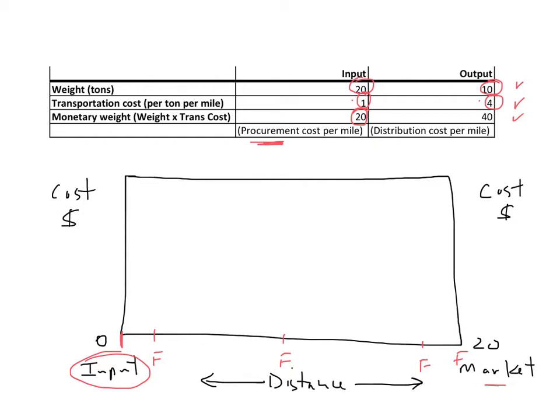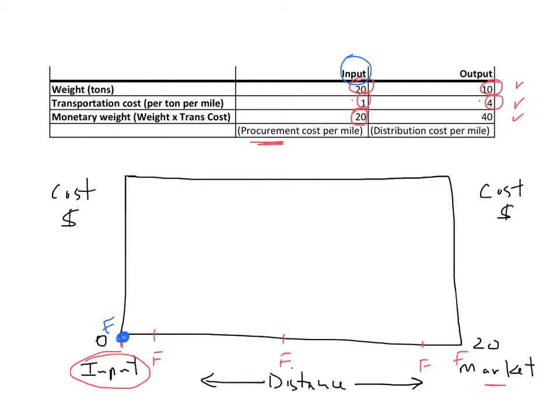So what I want you to imagine initially is that we locate our factory exactly at the source of the input. If we locate exactly at the source of the input, there is no cost of moving the input because there is no distance between the input and the factory. So that blue dot right now is the location of the factory at the moment. The only cost we have at that point is the cost of moving our output.